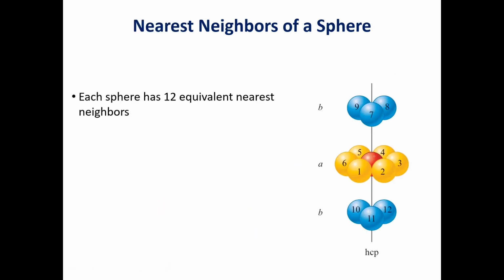So for example, if we look at the center atom in this middle layer, it has 6 other atoms that go around it. Then it touches 3 atoms in the layer on top and 3 atoms in the layer on the bottom. So it ends up with 12 neighbors that it's touching.